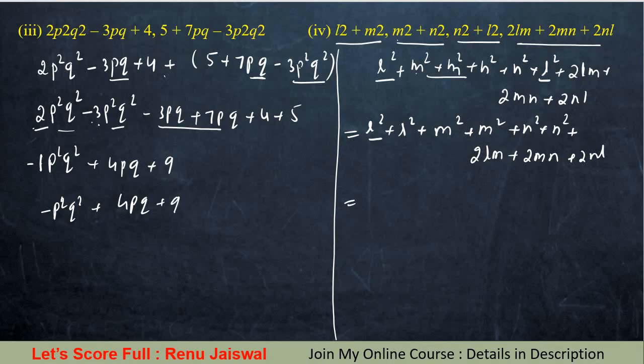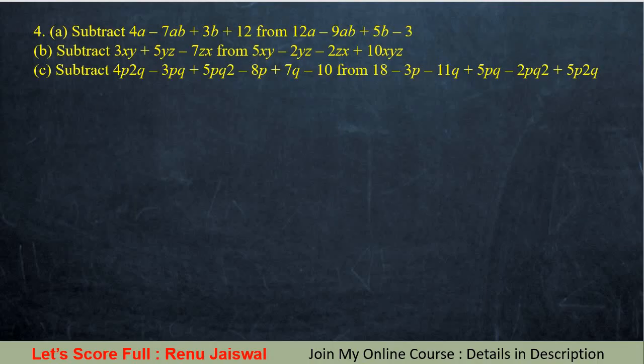And then L square will give me 2L square because it is addition, nothing in front means 1. So 1L square and 1L square, 2L square. Similarly 2M square, 2N square, 2LM, MN and then 2NL. This is the answer. Correct? So addition and subtraction is quite easy, not that much difficult. If you practice, definitely it will make you perfect.